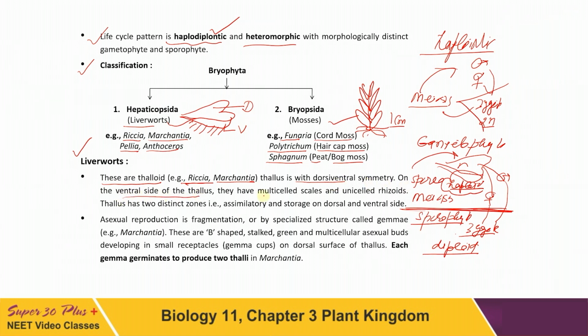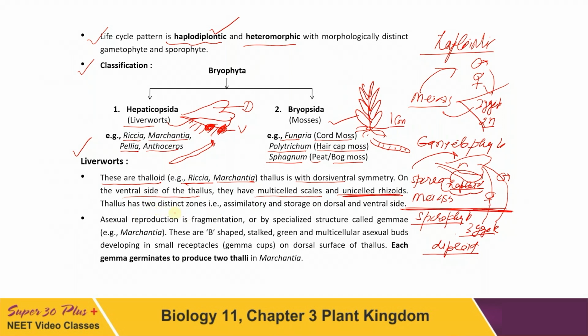On the ventral side of the thallus, multicellular scales are there, which will prevent loss of water, and unicellular rhizoids. In the case of liverworts, the rhizoids, which are root-like structures that do the function of fixation and absorption of water and minerals, are unicellular. Can you remember? In mosses, the rhizoids are multicellular. Remember it, no? Multicellular scales and unicellular rhizoids.